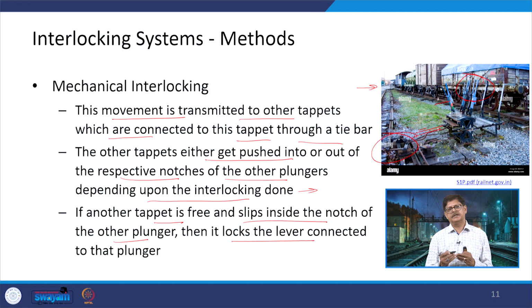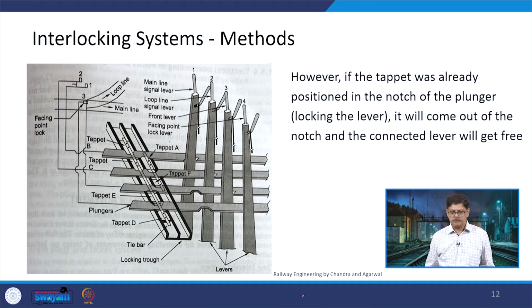So, the system is created in this form: if we are releasing at one point, it is getting locked at the other point, and that is what we discussed when we were talking about key interlocking. There also we said that once the key has been taken out, say key A, and we put it in lever A or lever 1, which is for the main line, then the branch line or the loop line cannot be operated; it is locked. So, it is an indirect locking system. However, if the tappets are already positioned in the notch of the plunger, that means it is locking the lever, it will come out of the notch and the connected lever will get free. So, it all depends whether you are going in or going out of the system.